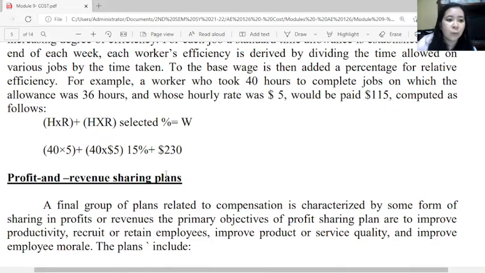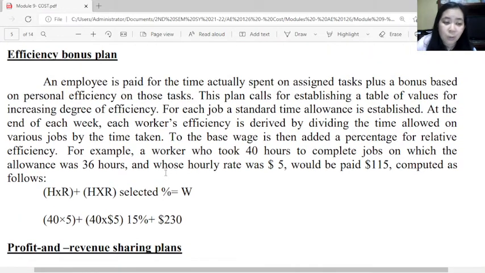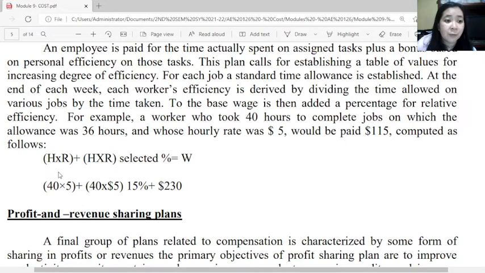So for the efficiency bonus, here is our formula. H stands for the number of hours the employee has taken to finish the job. R is the hourly rate, plus the quantity of the hours spent by the worker times the hourly rate, and then the selected percentage for the bonus. So in this case, it was 15%.